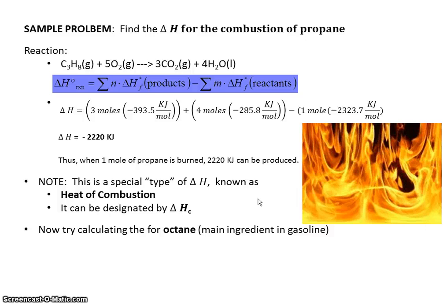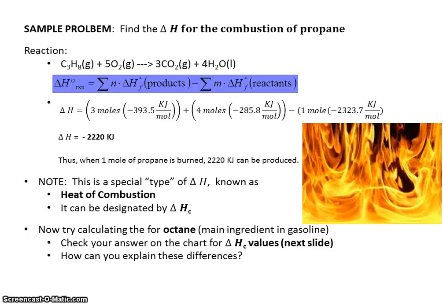And again, carbon dioxide and water would be the products. You can check your answers in a moment. I would also like you to try to explain the difference. Why is the heat of combustion for octane so much greater than the heat of combustion of propane?